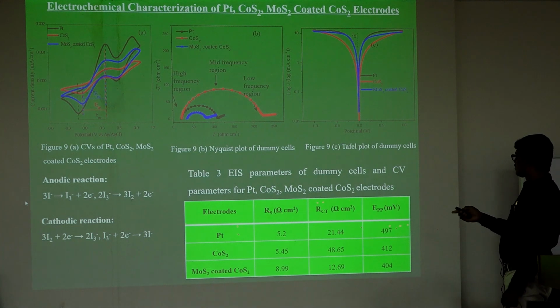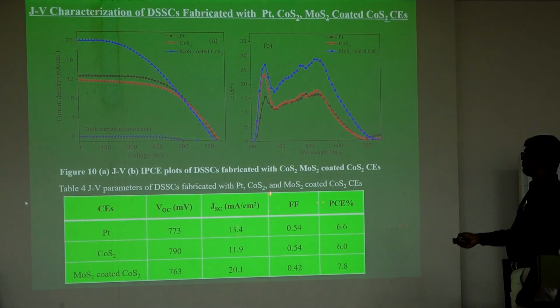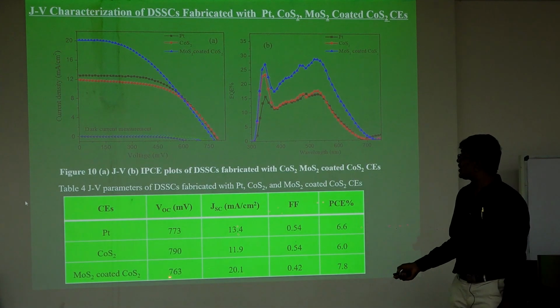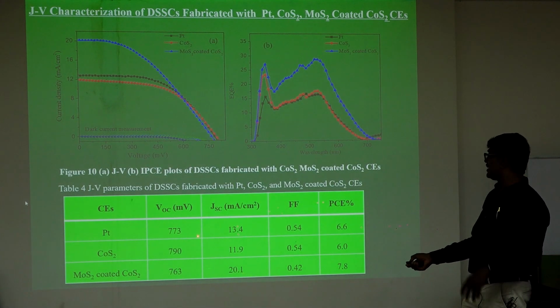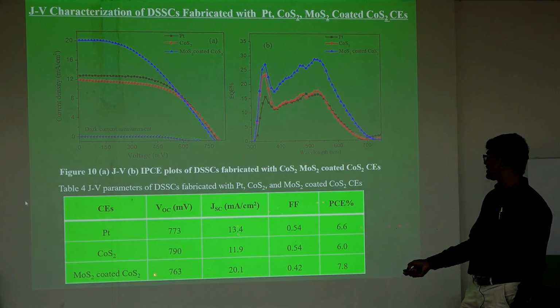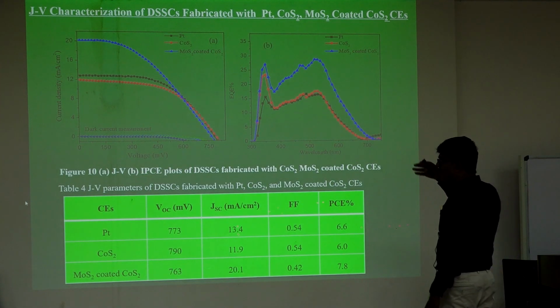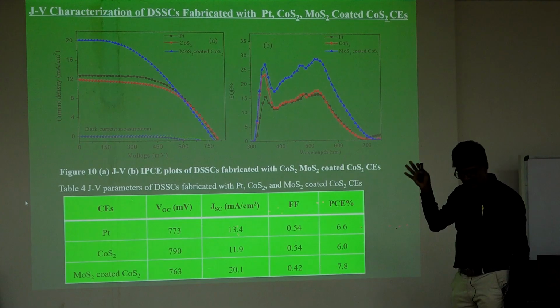So we did the solar cell fabrication and found almost 7.8% efficiency. Current density will be 20, voltage will be 760. Previously it was 900, it decreases here to 763 when you add cobalt. Efficiency will be almost the same, 7.8. So molybdenum sulfide with cobalt sulfide shows a good image.